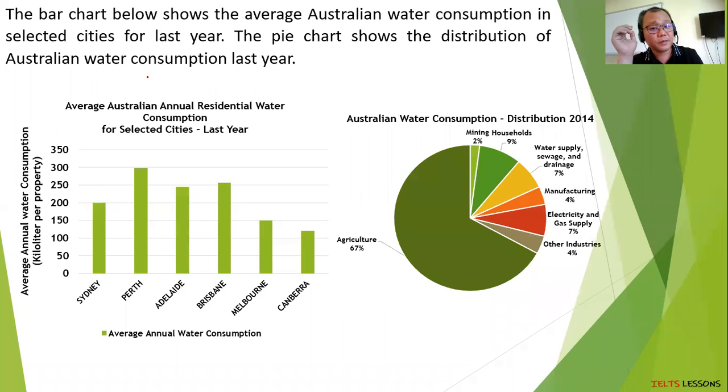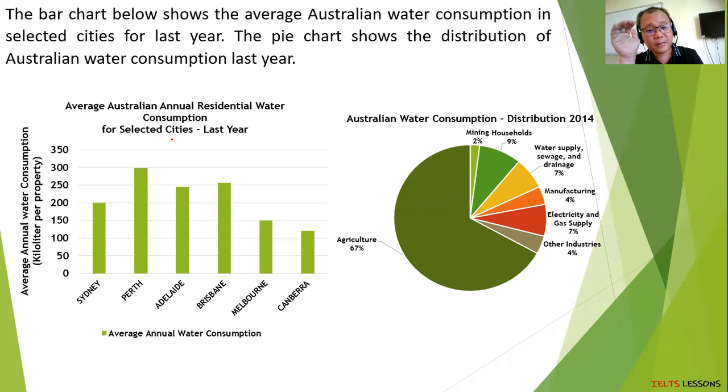And this record was done last year. And here, the measurement is kiloliter per property. And this is the average annual water consumption in Australia. All right. So from 0 kiloliter to 350 kiloliter per property, per year.